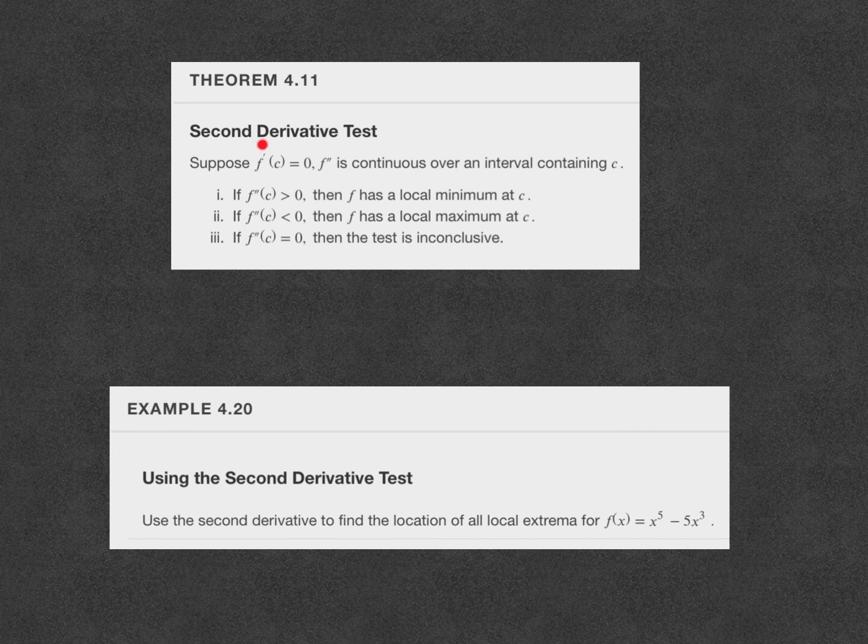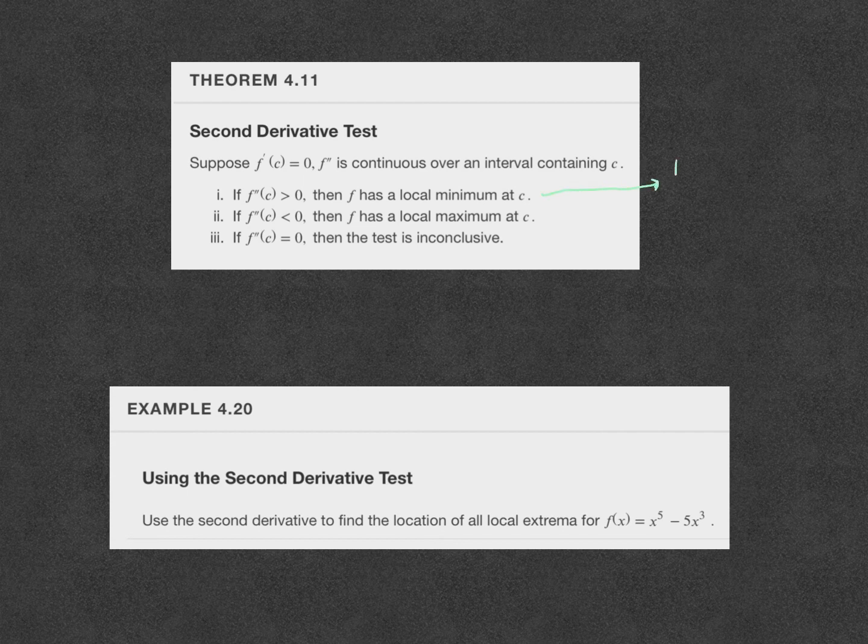So it says if I have a critical point, a point where the derivative is equal to 0, and the second derivative is continuous over an interval containing that point, basically, I can substitute that point into the second derivative. If the second derivative is positive, we have a local min. If the second derivative is negative, we have a local max. If the second derivative is 0, then the test tells us nothing. The test is inconclusive.